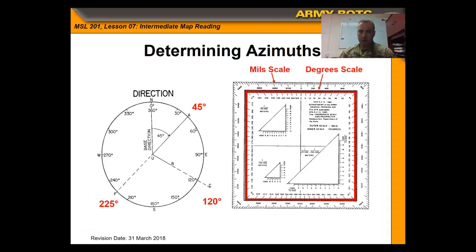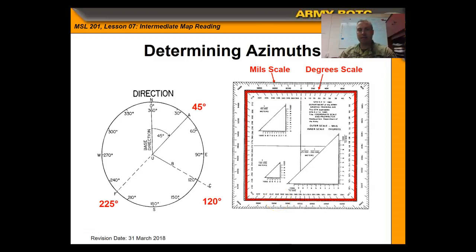So when using an azimuth, the point where the azimuth originates is the center of an imaginary circle. This circle is divided into 360 degrees or 6,400 mils. The back azimuth is the opposite direction of the azimuth. Like I said, it's comparable to doing an about face.